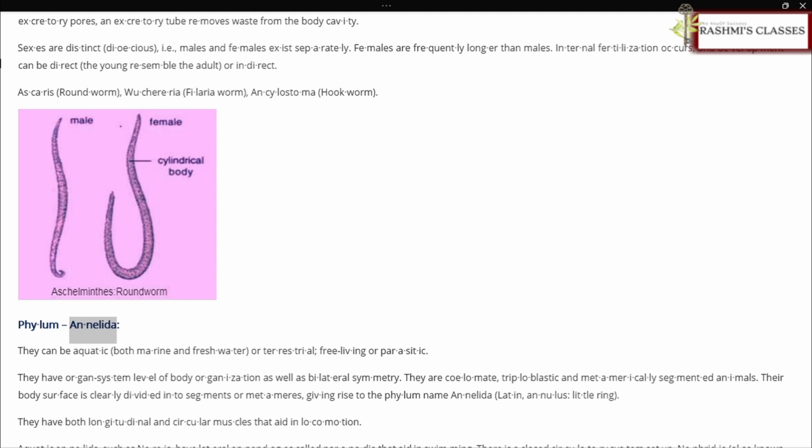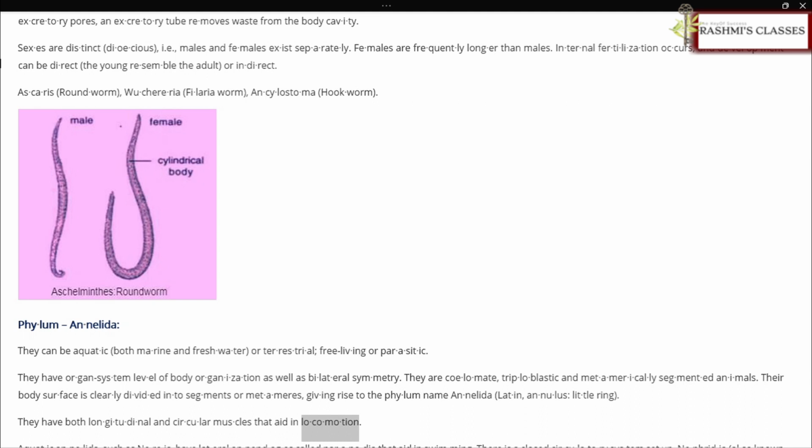Phylum Annelida. They can be aquatic, both marine and freshwater, or terrestrial, free-living or parasitic. They have organ system level of body organization as well as bilateral symmetry. They are coelomate, triploblastic and metamerically segmented animals. Their body surface is clearly divided into segments or metameres, giving rise to the phylum name Annelida, Latin annulus, little ring. They have both longitudinal and circular muscles that aid in locomotion.